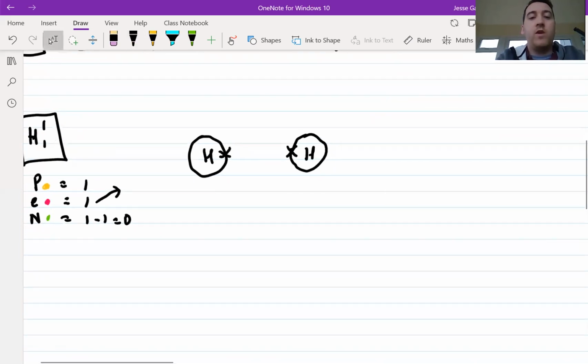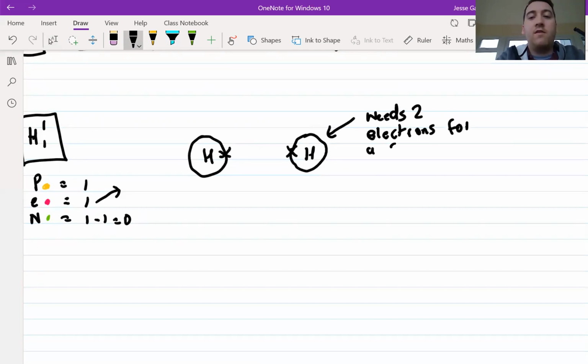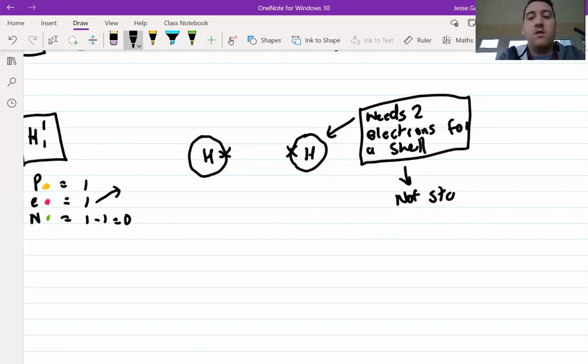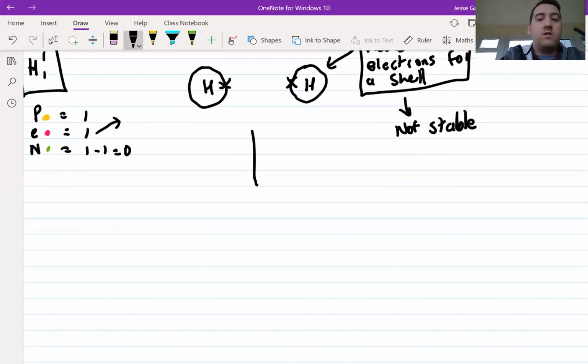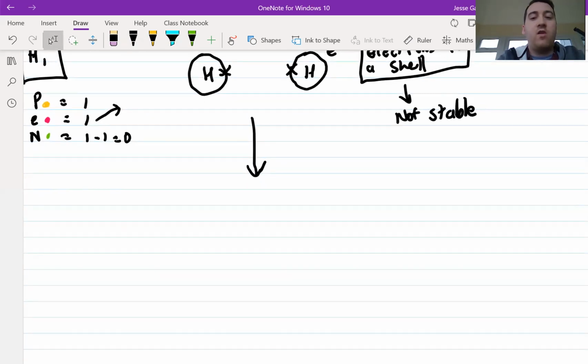Now, what do we know about them? We know they've got 1 electron in their outer shell, in their first shell, so they're not stable, because we know the rule. An atom needs 2 electrons for a full shell. If it's the first shell, it needs 2. So what we can say about hydrogen is that it's not stable. So how can it get stable? Well, it's a non-metal, so it's not going to form an ion. So what can it do? Well, it can do this.